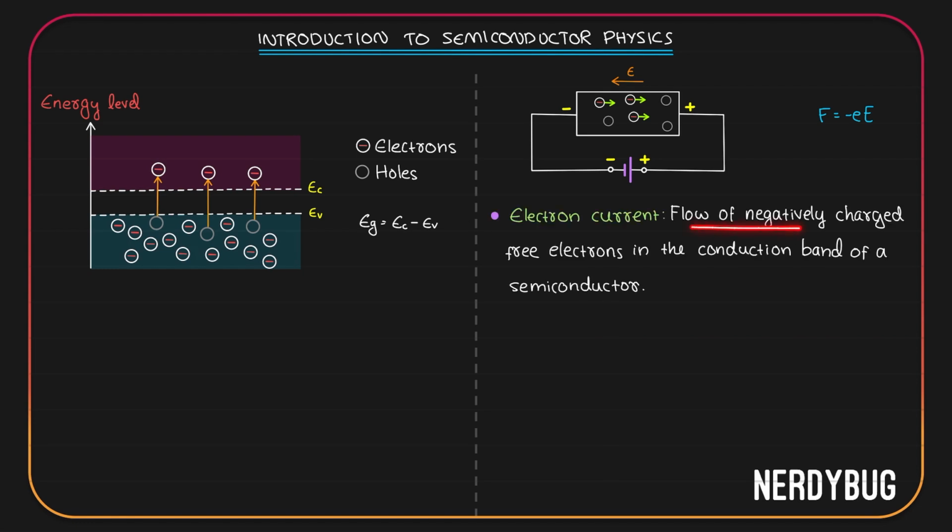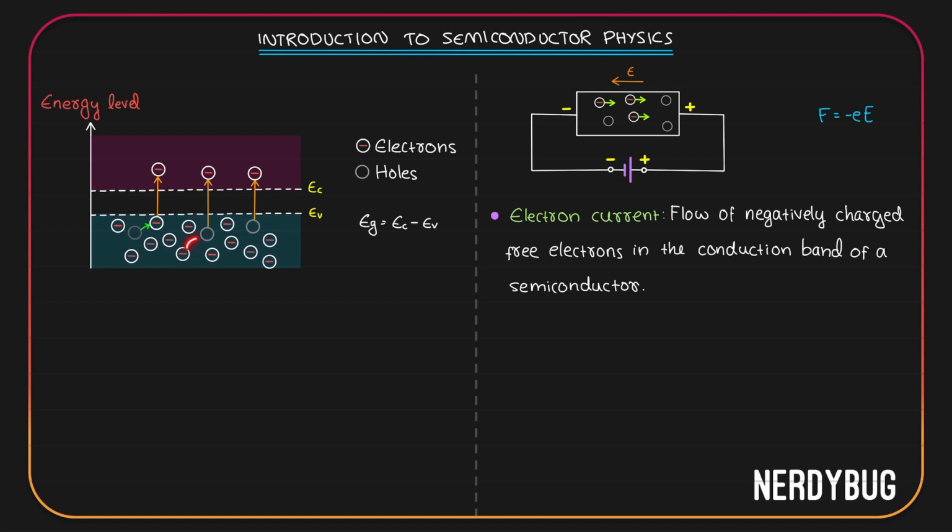Electron current is the flow of negatively charged free electrons in the conduction band of a semiconductor. Why do we call it electron current? To understand that, let us see what happens to the holes that are in the valence band. When this electron came to the conduction band, it left a hole here. Now, another electron in the valence band itself can actually jump into this hole, leaving another hole over here.